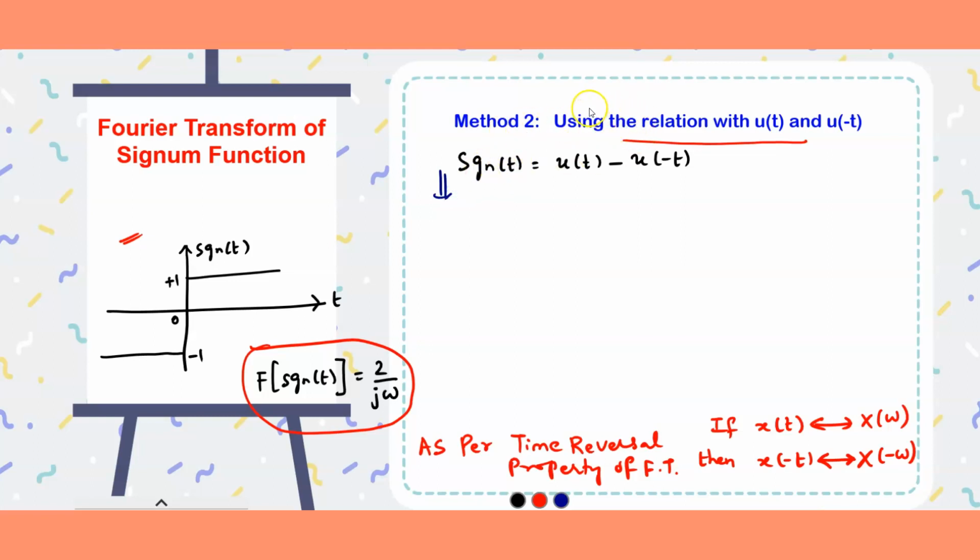So the second method is to use the relation of the signum of t with u of t and u of minus t. Therefore the relation is like this: signum of t is equal to u of t minus u of minus t. So you have to believe this relation, and then do the same thing, apply Fourier transform on both sides.